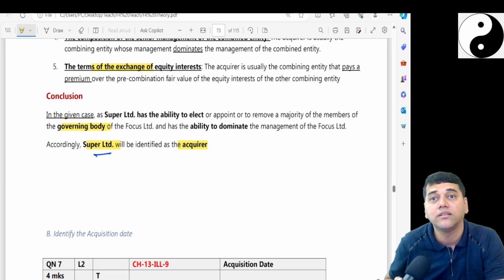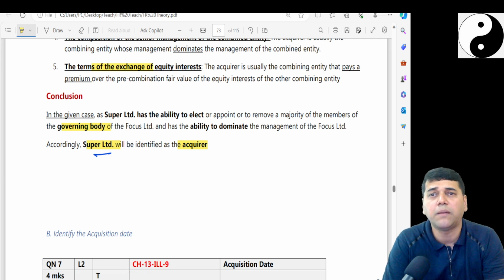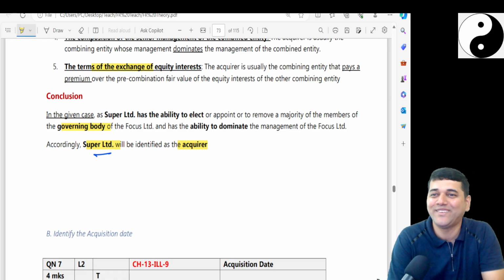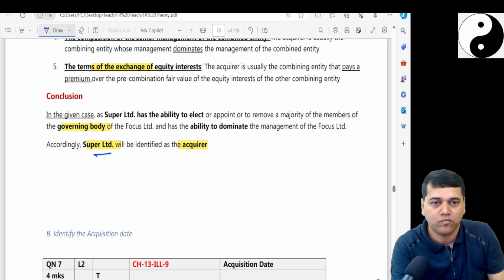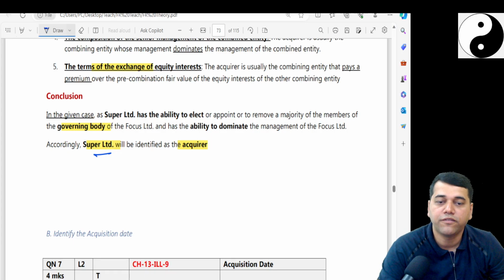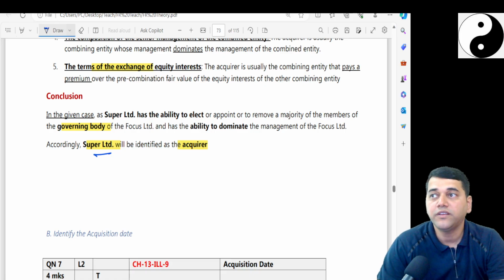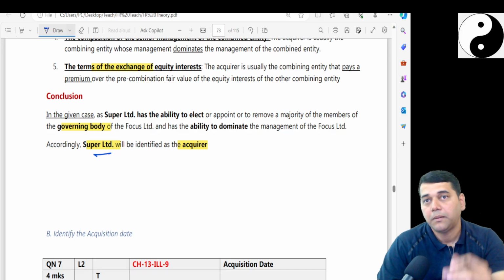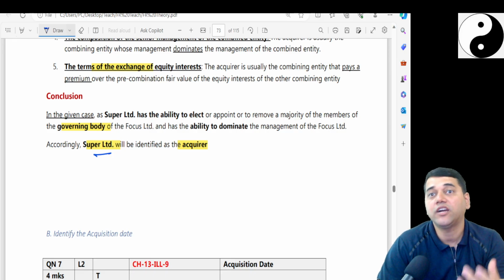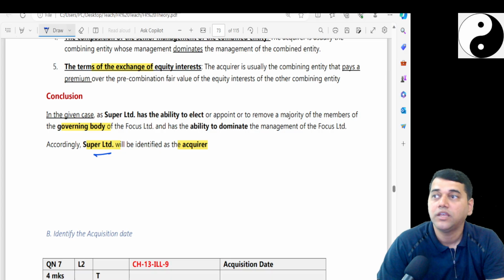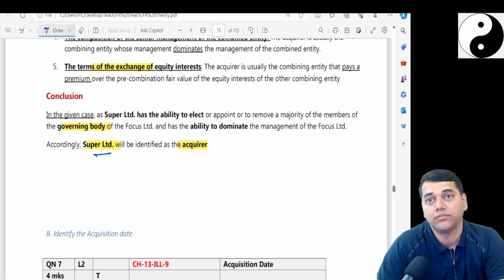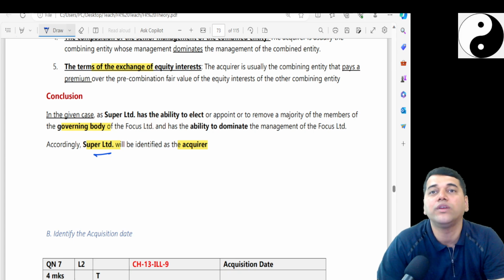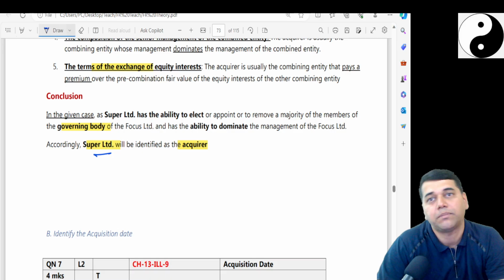Since you are curious to know, since you asked about the fair value concept: if it is a business combination, the acquiree's assets are taken over at fair value. If it is a common control combination, the assets are taken over at book value, not fair value. That's the difference. And no goodwill comes into the picture. Only capital reserve will come into the picture.